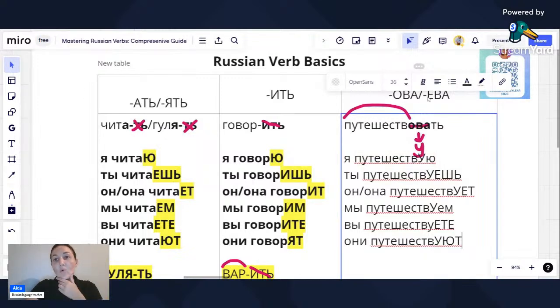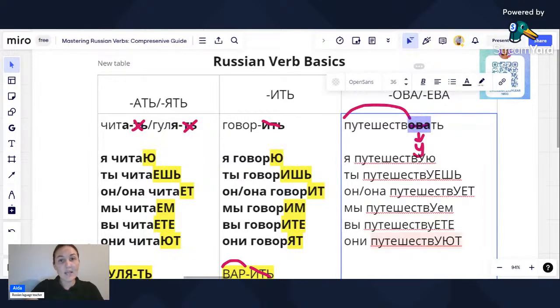If you see suffix ova or ева, sometimes it can be путешествовать, for example, you can see that this verb belongs to the first group, but in this verb we have suffix ova, which means that we need to cut this suffix in the present tense, and instead of this suffix we need to put suffix у. Я путешествую. Ты путешествуешь. Он, она путешествует. Мы путешествуем. Вы путешествуете. Они путешествуют.